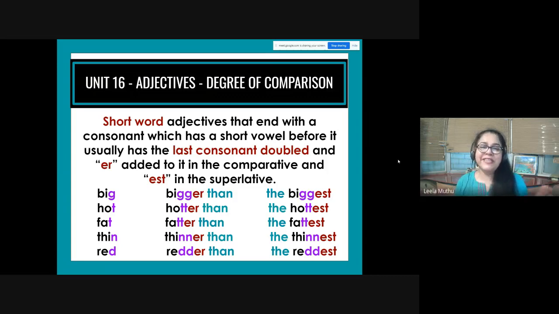So everything sounds weird. You have to have the correct spelling, and like I told you, short sounding words which are adjectives will always double the consonant before you add ER or EST in the comparative and the superlative.